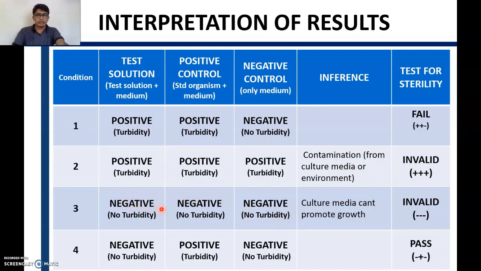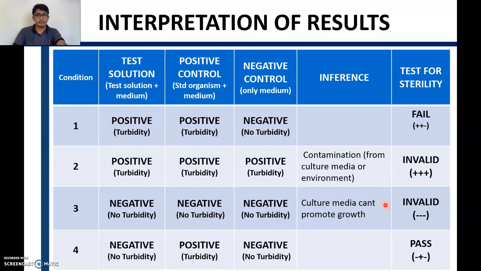Now there is another result. We will get a negative result in the positive control, in which we had added the test microorganism to the culture medium. It should give a positive result because it contains a standard microorganism that we had added. If it is giving a negative result, it indicates the culture medium is not capable of promoting the growth of microorganisms. So the negative result of the test solution may be due to this effect. That means the culture medium cannot promote growth even if there is a microorganism in the test solution.